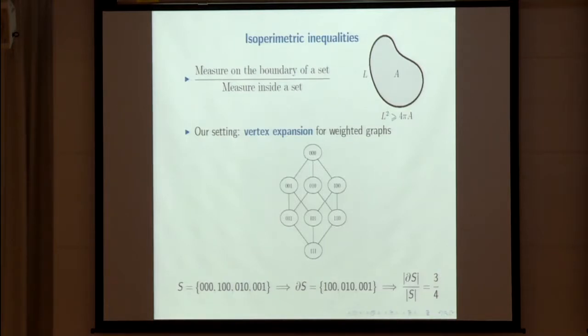Okay, but in our finite dimensional setting, we're going to think of vertex expansion for weighted graphs. So here I have a graph which is just the 3-bit Boolean cube. And so if you pick a set of vertices, then you can speak of its boundary, which here I'm going to take as the interior boundary of the set. So here's my subset, in case you can't see the labels. They're the bit strings having weight 1 or less. And then the boundary is going to be these 3 strings here because they connect to something outside of the set. And so if you take the ratio of the size of the boundary to the size of the interior, you just get this number. And we're going to be considering these kinds of ratios.